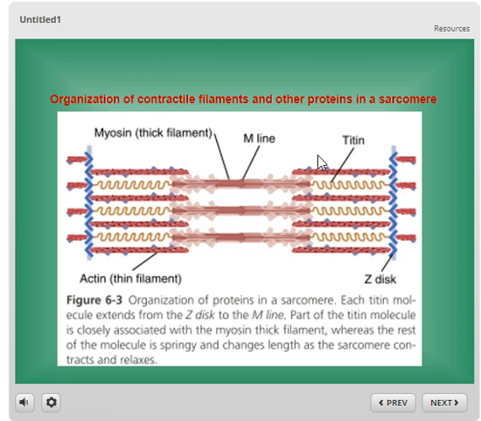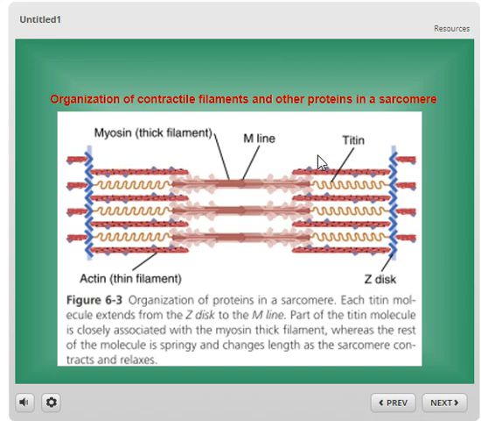This picture shows the organization of proteins in a sarcomere. Each titin molecule is extended from the Z line to M line. Part of the titin molecule is closely associated with the myosin thick filament, whereas the rest of the molecule is springy and changes length as the sarcomere contracts and relaxes.